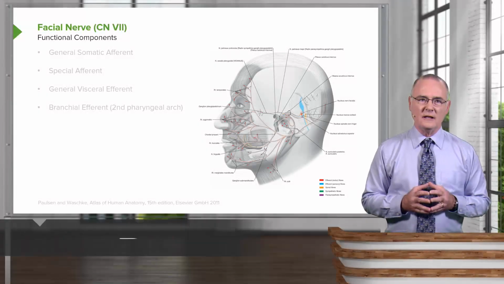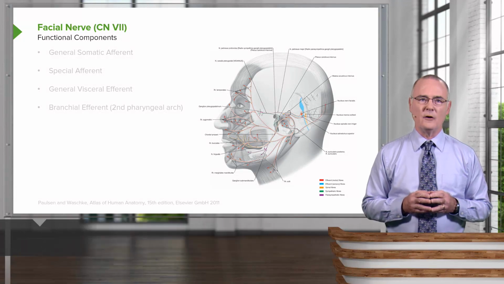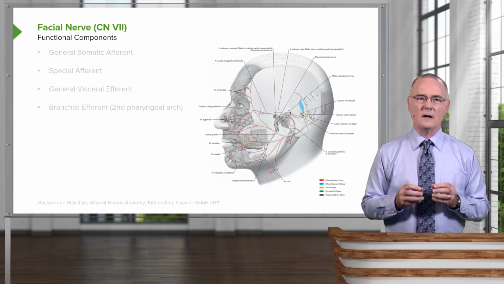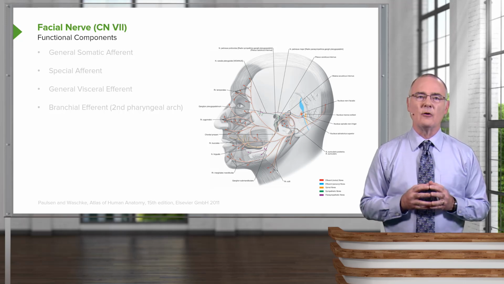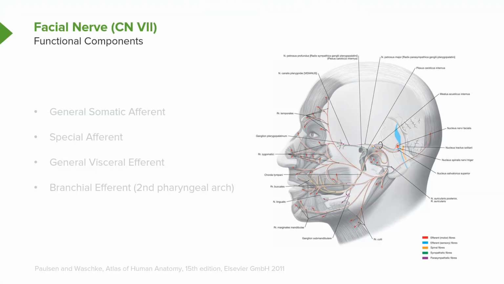So we'll take a look at each one of these cranial nerves, starting with the facial nerve. First thing for you to understand is what are the functional components that are conveyed through the facial nerve fibers. I want you to understand the functional components that are associated with this nerve.